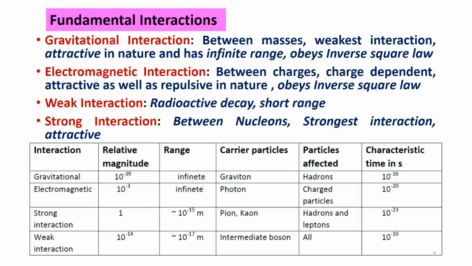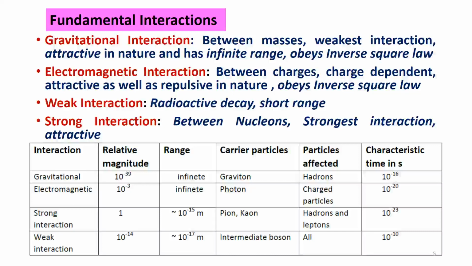To summarize the four types of fundamental interactions, I have given the table here. The first column of this table gives the type of interaction, and the second column gives the relative strength. Gravitational interaction has a relative strength of around 10 to the power of minus 39, whereas electromagnetic interaction has a strength of minus 3, strong interaction 1, and weak interaction minus 14. From this column, it is clearly observed that the strong interaction, that is between nucleons, is the strongest interaction, and gravitational interaction is the weakest interaction in nature.